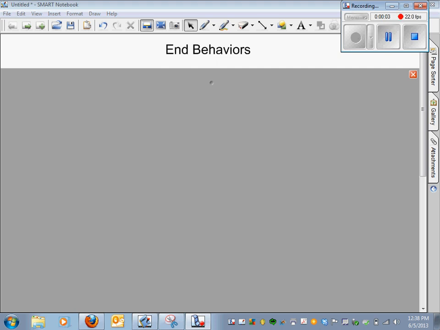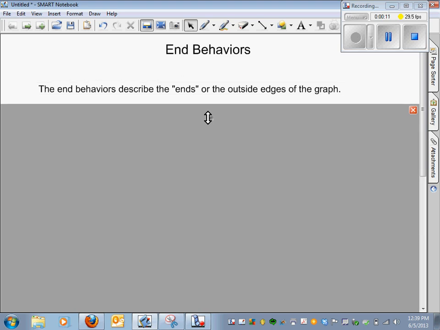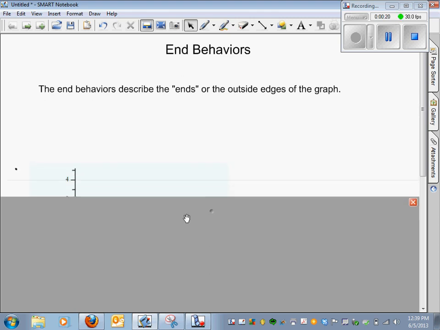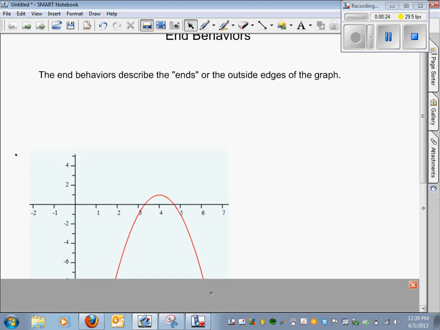A characteristic that is used to describe what's happening at the outside edges or at the ends of our graph is called the end behaviors. The end behaviors simply describe the ends, the outside edges, or the arrows, what's happening as your graph goes to infinity on each side. Now, looking at a specific example, this is the graph of a quadratic equation.